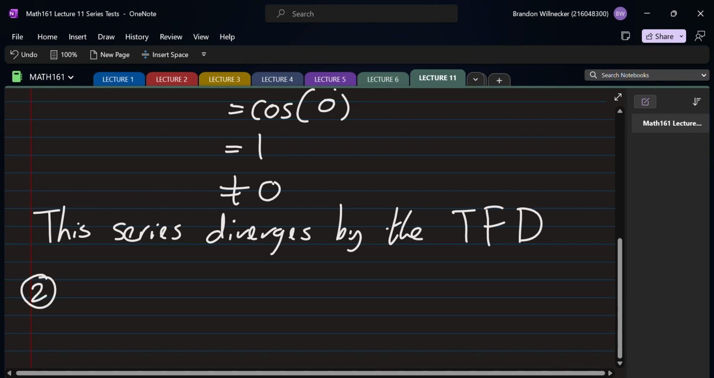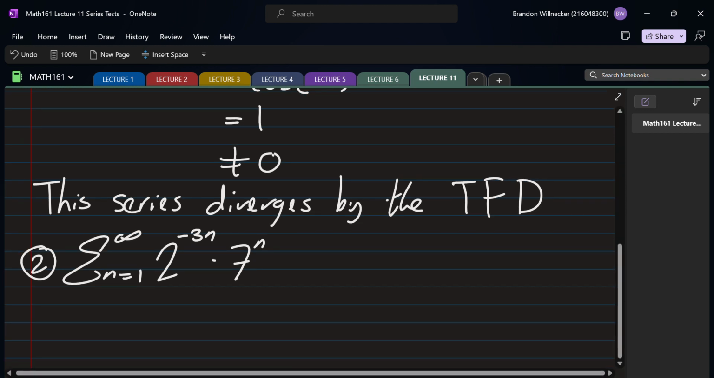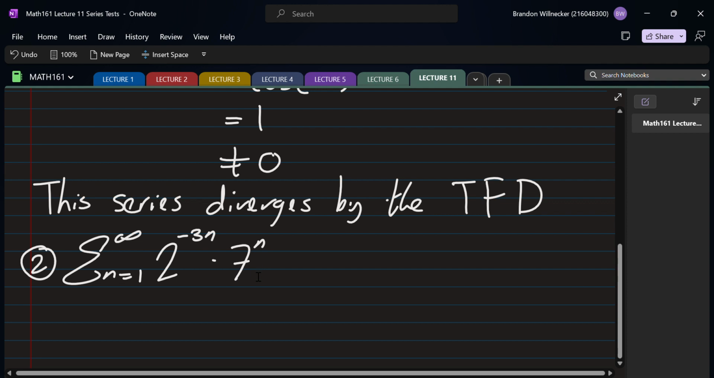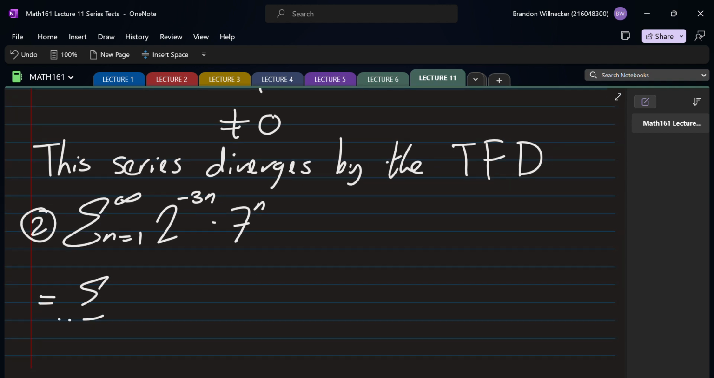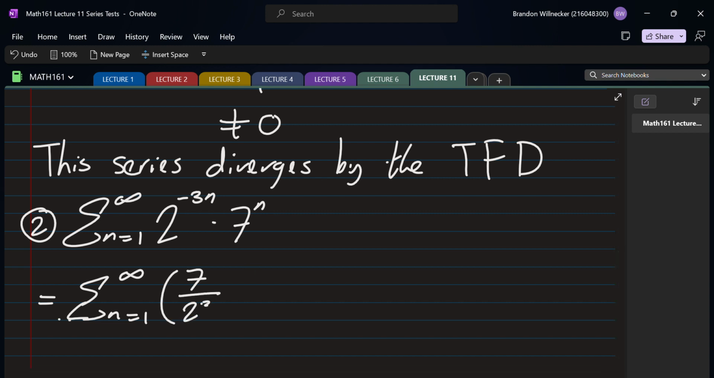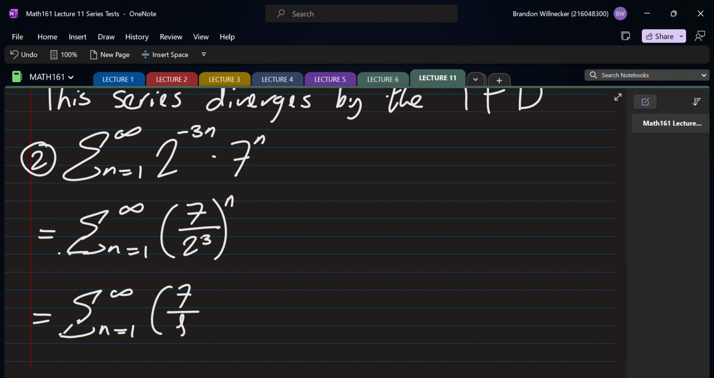Okay, number 2. We have the sum as n goes from 1 to infinity of 2 to the minus 3n times 7 to the n. Again, it looks a bit complicated, but notice how we just have number bases and we've got n in the exponent, which means this is very similar to a geometric series. We just need to put these terms together to see what the ratio should be. So here we can write this as the sum as n goes from 1 to infinity. The 2 to the minus 3n can go to the bottom, and the 7 will be at the top. So it will be 7 over 2 to the 3, all to the power n. But here we can simplify. This will be the sum as n goes from 1 to infinity of (7/8) to the n.